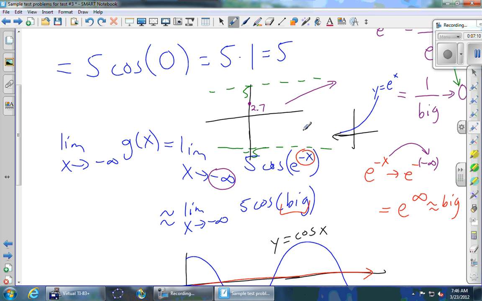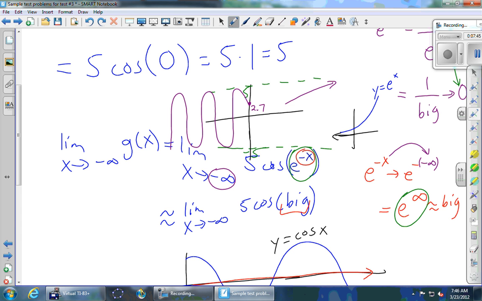And on the left-hand side, I'm expecting it to oscillate infinitely often. And so it's going to, I don't know if it's going up or down at this point, but I'm expecting it to do something like this, infinitely often. But in fact, I can say a tiny bit more. Again, this is just an extension here, but I know that the angles that I'm plugging into my cosine function are like e to the minus x.